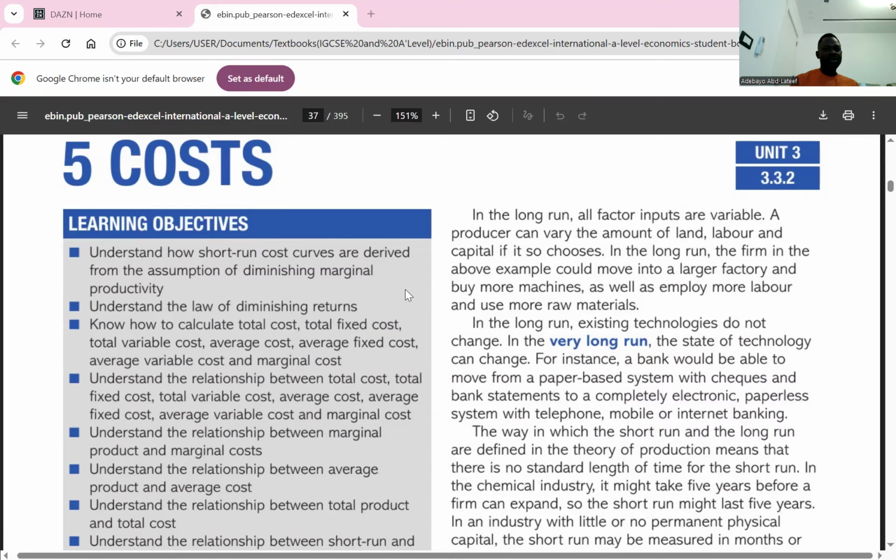We'll continue with economics, A level, chapter 5, costs. But before we go deeply into it, cost simply means the amount being spent to ensure that a product is made available. That is what cost is.